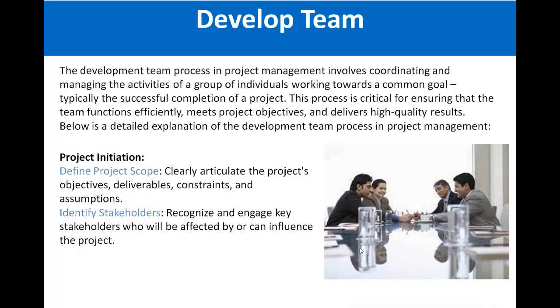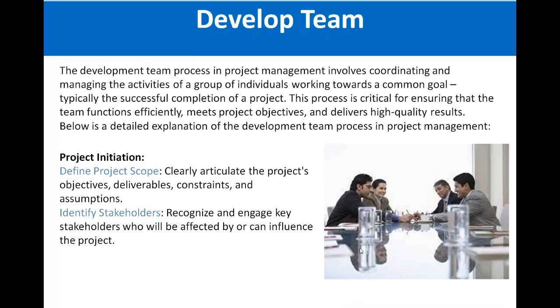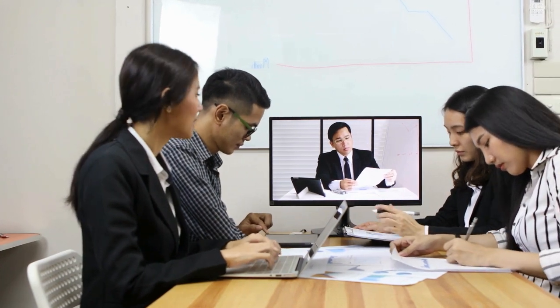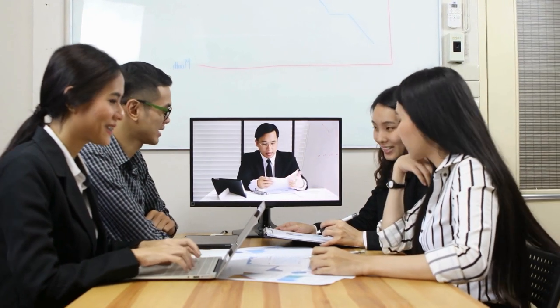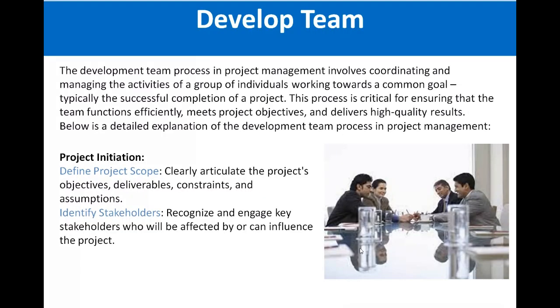So first thing is the project initiation. In the project initiation, when we are starting a project, the first thing is to define the project scope. Scope means the boundaries of a project: what things we are going to deliver, what are the objectives of the customer, what are the deliverables, what are the constraints, what are the assumptions. Deliverables means things which you are going to deliver. For example, if you are working on an e-commerce solution, the mobile application is the deliverable.